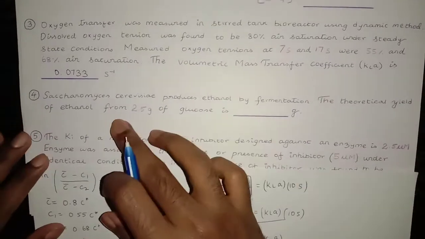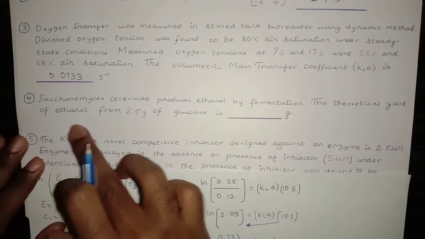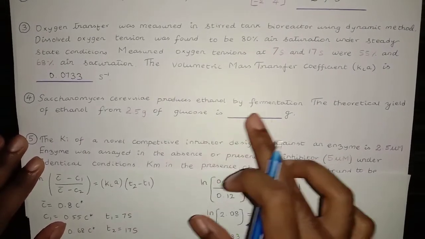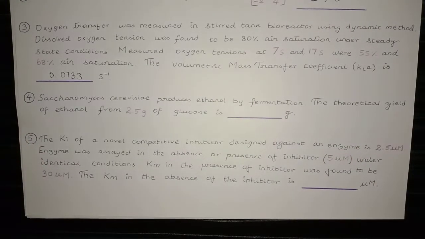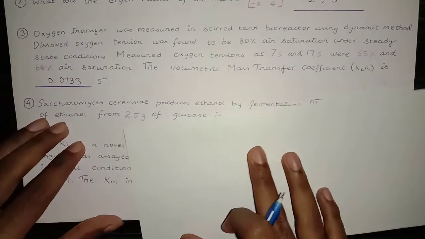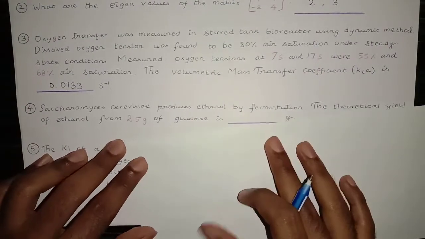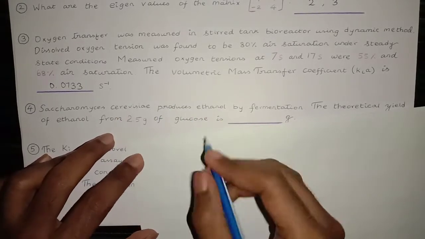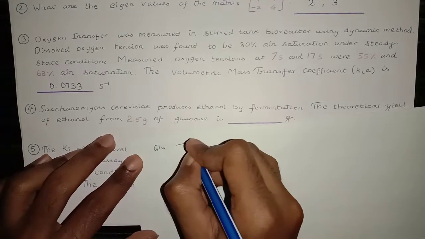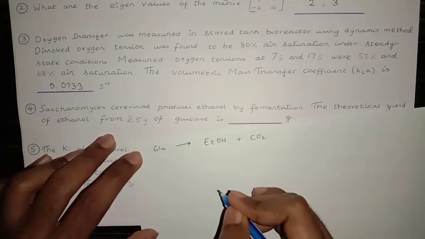Next, fourth question. Saccharomyces cerevisiae produces ethanol by fermentation. The theoretical yield of ethanol from 2.5 grams of glucose is dash gram. So, how many grams of ethanol are produced from 2.5 grams of glucose? First we need to know the equation for fermentation, done by Saccharomyces cerevisiae, which results in alcohol production, that is ethanol production. Say glucose becomes ethanol, ETOH, plus liberation of carbon dioxide.